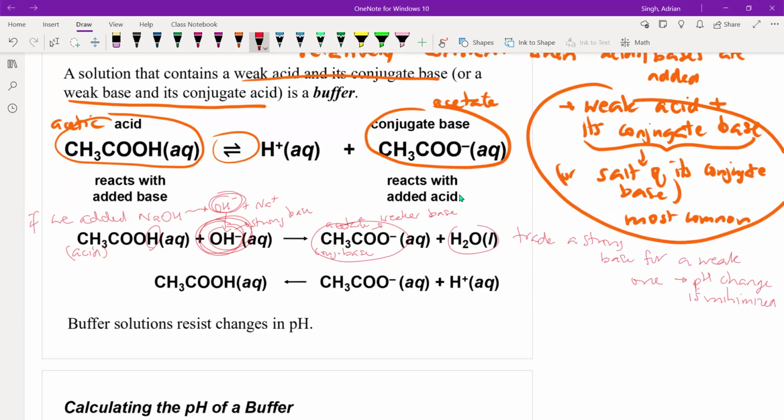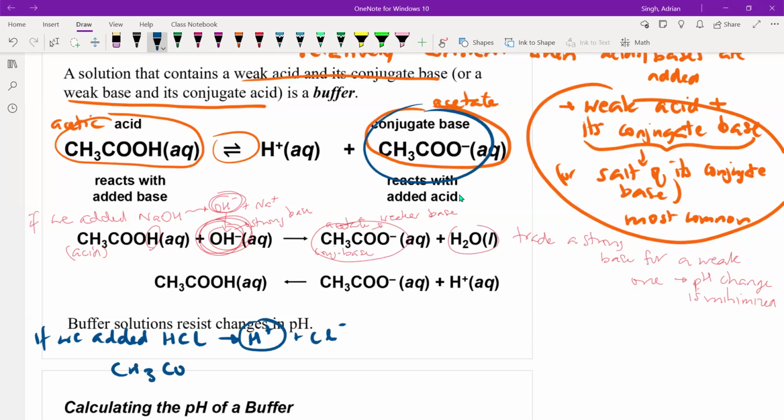Similarly, if we added a strong acid like HCl, this is going to dissociate completely to give us H+ and Cl-. The H+ is what makes it a strong acid. Well, what component of the buffer will react with this? It's going to be the conjugate base part of the buffer. So the CH3COO- can react with that H+ to give us back the original acetic acid.